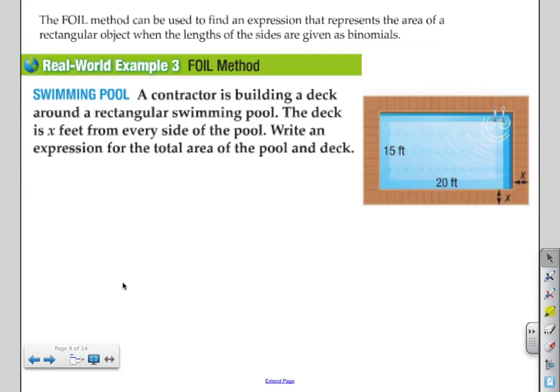All right. FOIL can be used for real-world problems. Here's a pretty basic one. A contractor's building a deck around a rectangular swimming pool. The deck is X feet from every side of the pool, right? So you can see here's the pool right here, right?